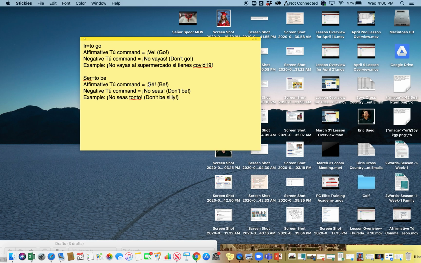Ser is to be, the affirmative command form is sé, be, like sé bueno, be good. The negative command form is going to be no seas, don't be, no seas. Okay, so example, no seas tonto, don't be silly. Okay, guys, hopefully that makes it clear.